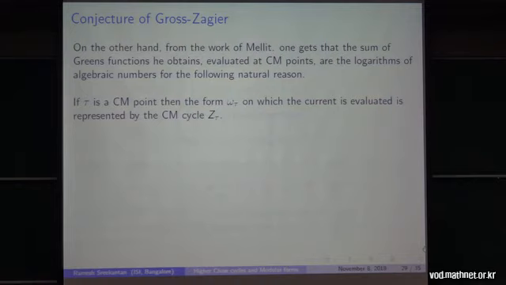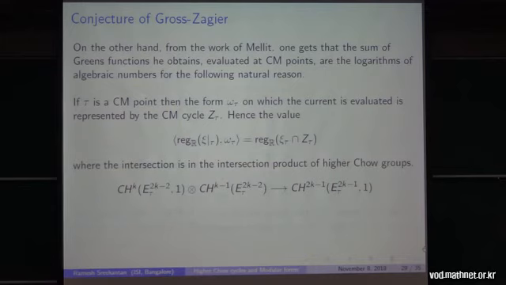So if τ is a CM point, then the form ω_τ on which the current is valid is actually represented by the CM cycle Z_τ. So we're also assuming that ξ restricted to τ is actually a higher Chow cycle there. So it turns out to be the pairing of this regulator, Z_τ paired with ω_τ, is the same as the regulator of the intersection of these two cycles, where this is the intersection product of higher Chow cycles. So you have an intersection product which goes like this from CH^k(E_τ^{2k-2}, 1) tensor CH^{k-1}(E^{2k-2}) to this group. Now, what this group is, say for example, the case when k is equal to 2, this group is CH^3(E^2, 1).